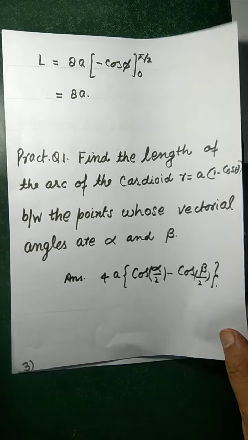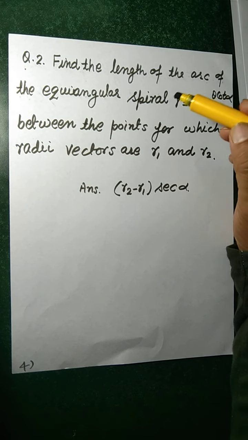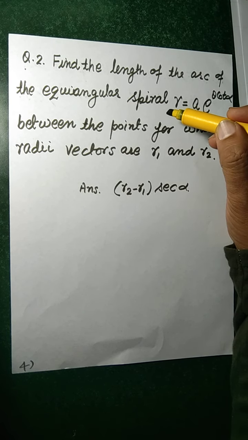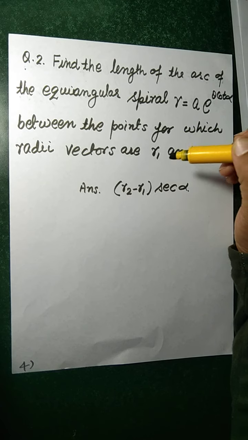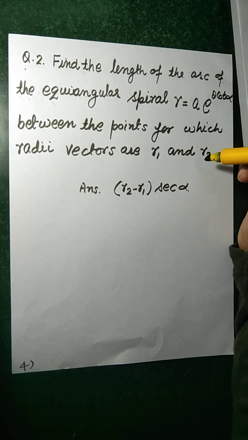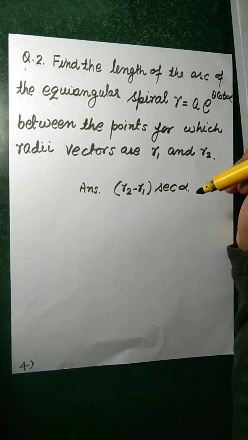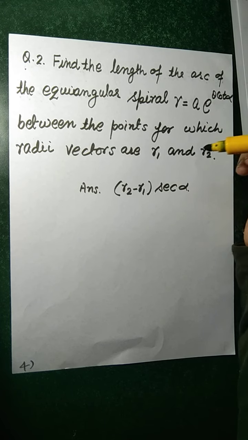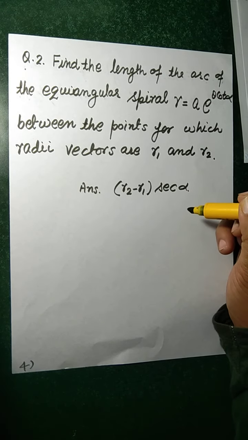Next question we have: find the length of the arc of the equiangular spiral r equals a e to the power theta cot alpha, between the points for which the radii vectors are r1 and r2. By the use of the same formula, we will obtain this answer: (r2 minus r1) sec alpha.